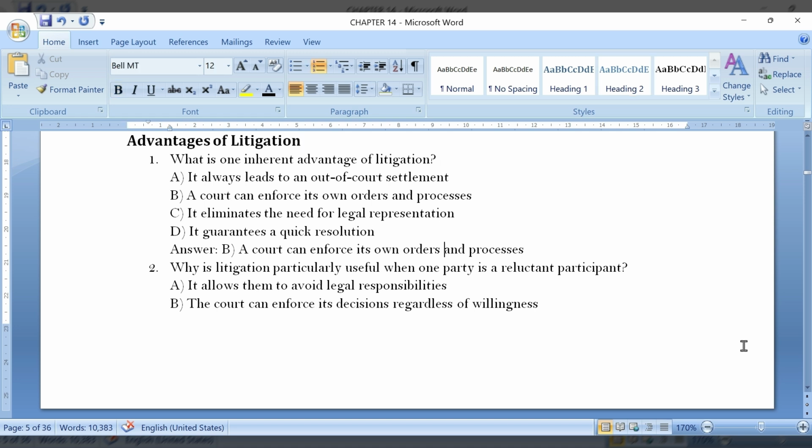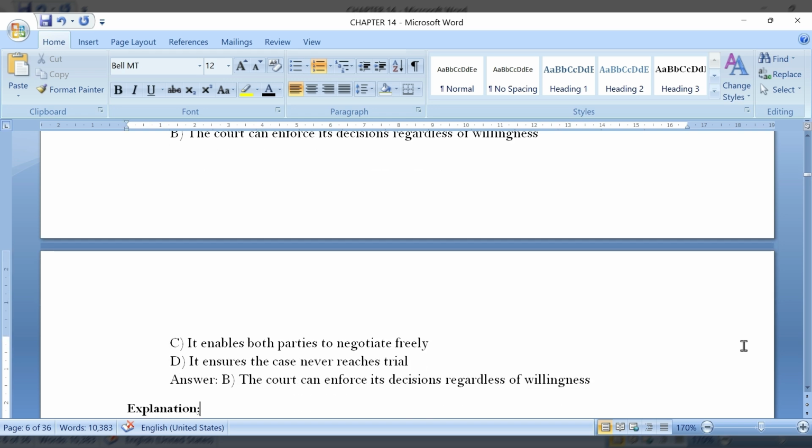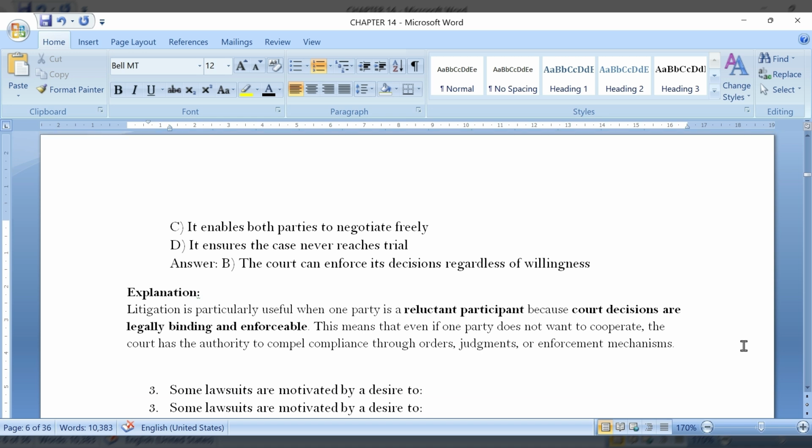2. Why is litigation particularly useful when one party is a reluctant participant? A. It allows them to avoid legal responsibilities. B. The court can enforce its decisions regardless of willingness. C. It enables both parties to negotiate freely. D. It ensures the case never reaches trial. Answer. B. The court can enforce its decisions regardless of willingness.